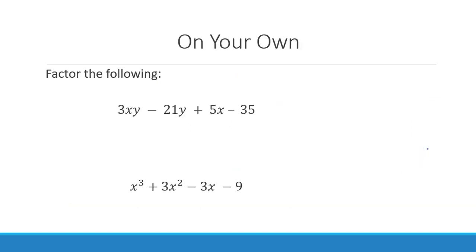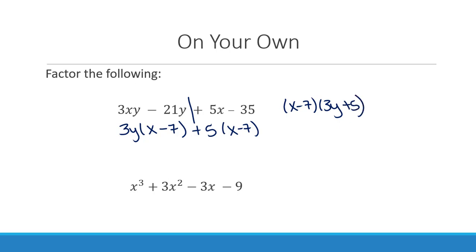So I want you to pause this video. I want you to try some factoring by grouping on your own, and when you're ready, hit play to check your answer. So no GCF of all four, so I'm going to split it down the middle. I can take out a 3 and I can take out a y, which is going to leave me x minus 7. I can take out a 5, which is going to also leave me x minus 7. So I can rewrite this as x minus 7 times 3y plus 5.